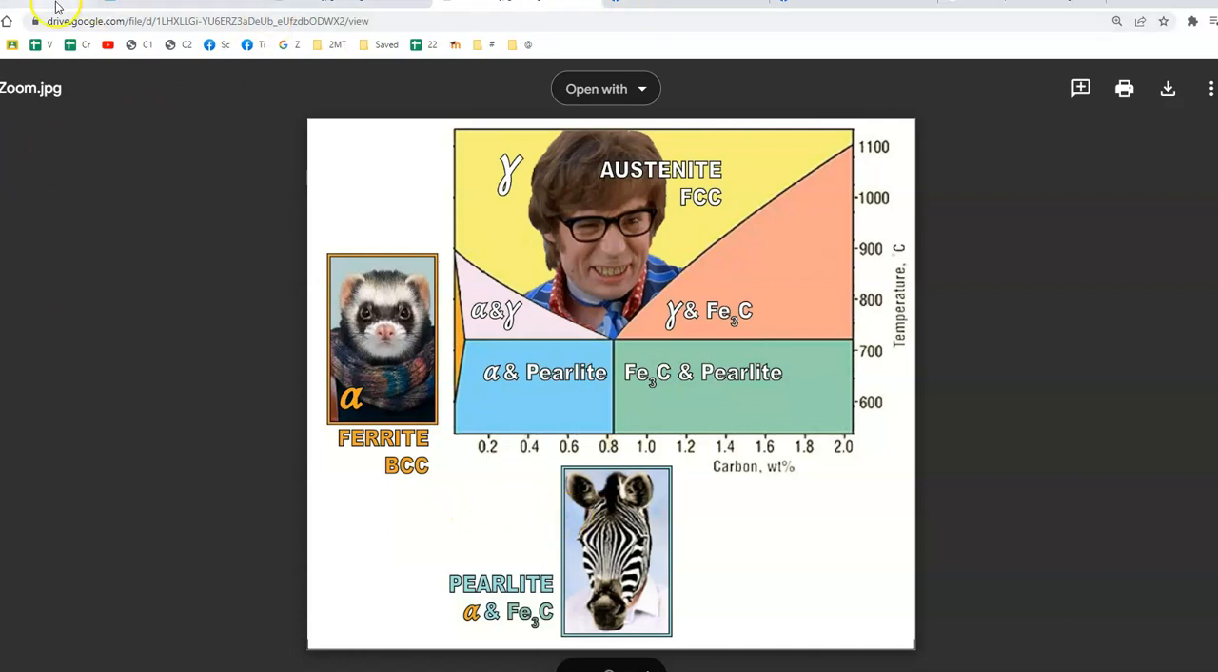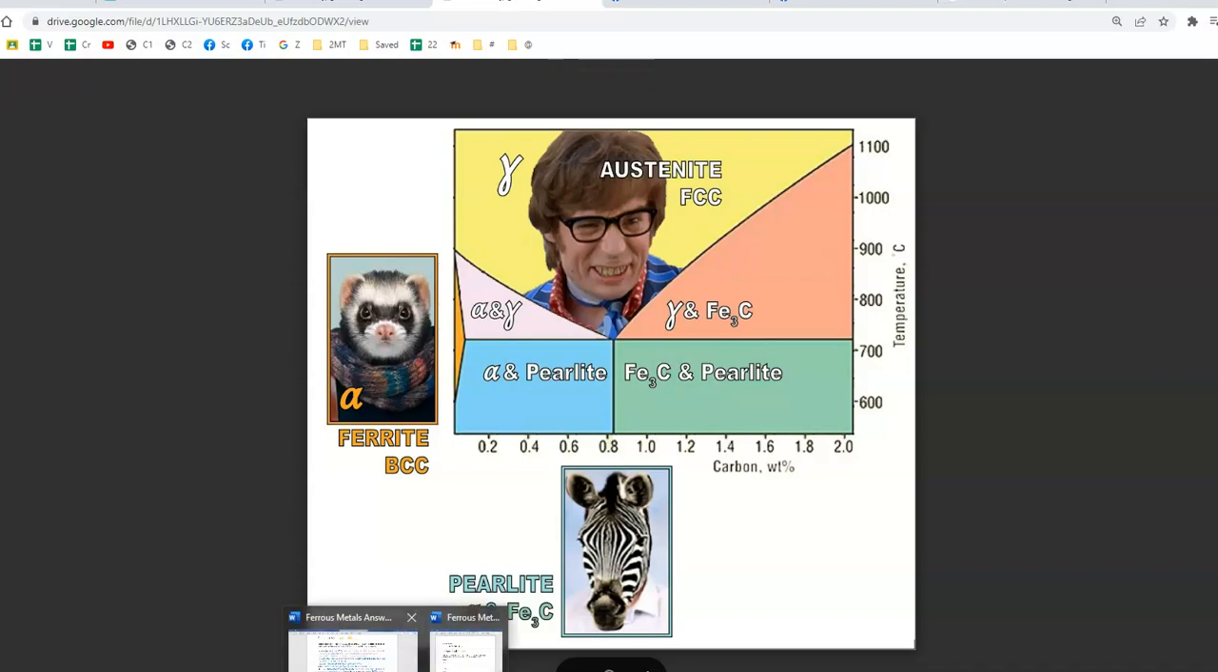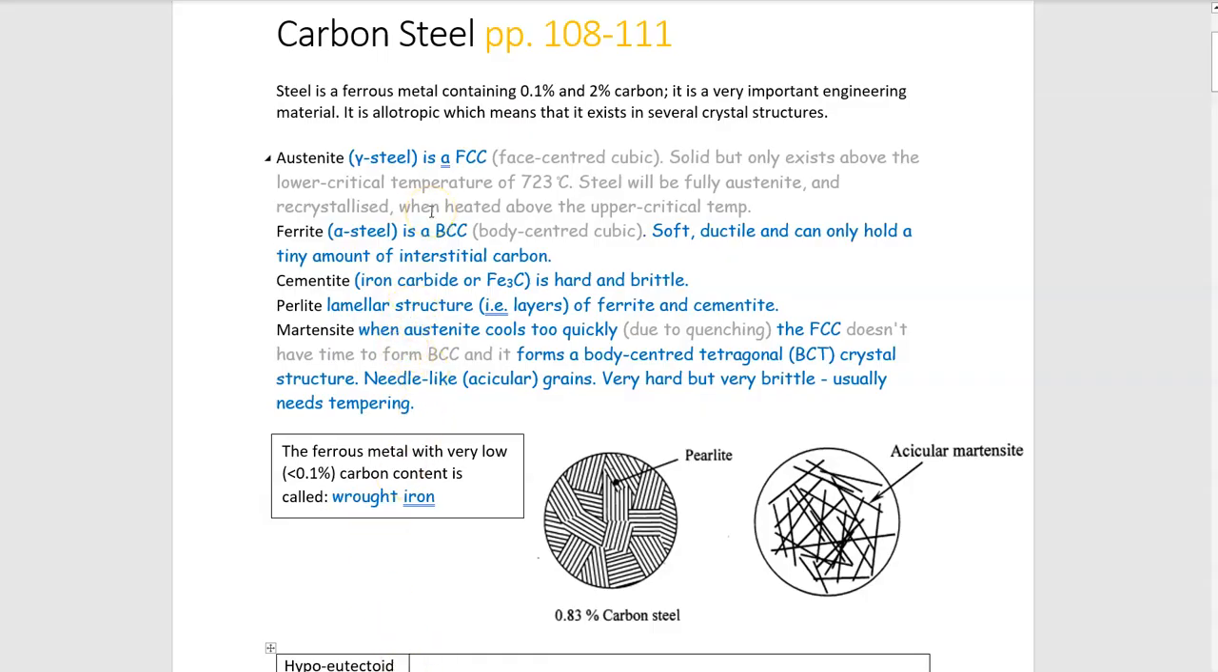Okay, so let's bring it back and let's find out about these things. We said that austenite is an FCC. It only exists at high temperature. It can hold, I think, up to 2% carbon in its interstitial form. Ferrite, alpha steel, is a body-centered cubic. It is soft, ductile, and can only hold a tiny amount of interstitial carbon. Cementite, also known as iron carbide or Fe3C, is hard and brittle. Now that's relative. When we say that ferrite is soft, it's soft compared to cementite. Cementite is hard compared to ferrite.